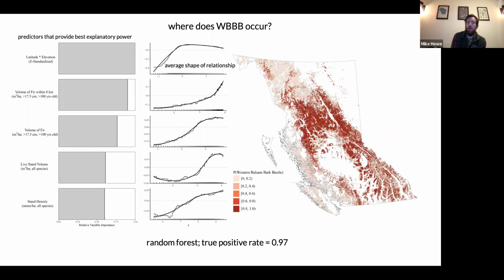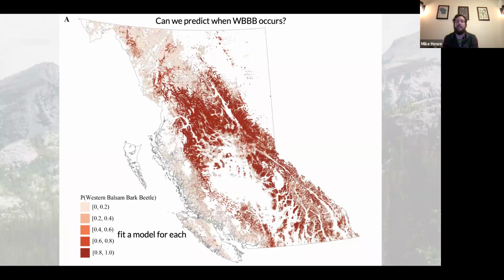Graphically, this is where our model predicted Western balsam bark beetle to occur, where in red, we have areas that had a prediction of higher than 0.8, all the way down to this very light red, where the probability was predicted to be between 0 and 0.2. Okay, so based on these different landscape susceptibility classes, we can then fit separate models to predict when Western balsam bark beetle occurred in these different areas.